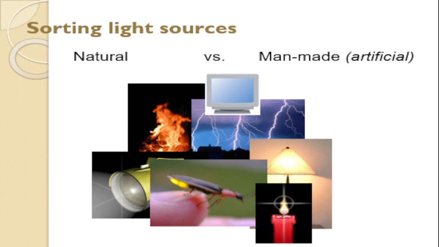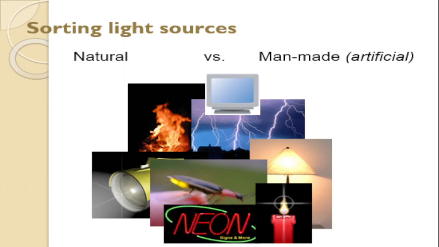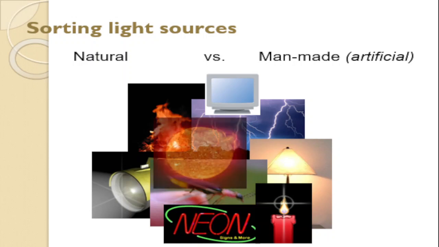Candle is also an example of a man-made or artificial source of light. We also have the last one. We have the neon light, which is also an example of an artificial source of light. And of course, we have the most natural source and the ultimate source of light, which is the sun.